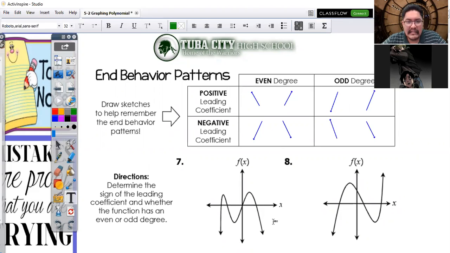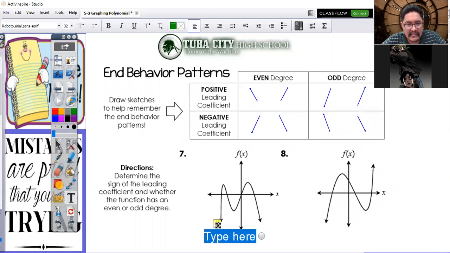So let's go ahead and look at these questions 7 and 8, and it says to determine the following: the sign of the leading coefficient and whether the function has an odd or an even degree. Okay, so is this odd or even? So let's see, leading coefficient. First off, is it negative or positive? Now, I think for me, the easier thing to do would be finding out whether it is an odd or an even.